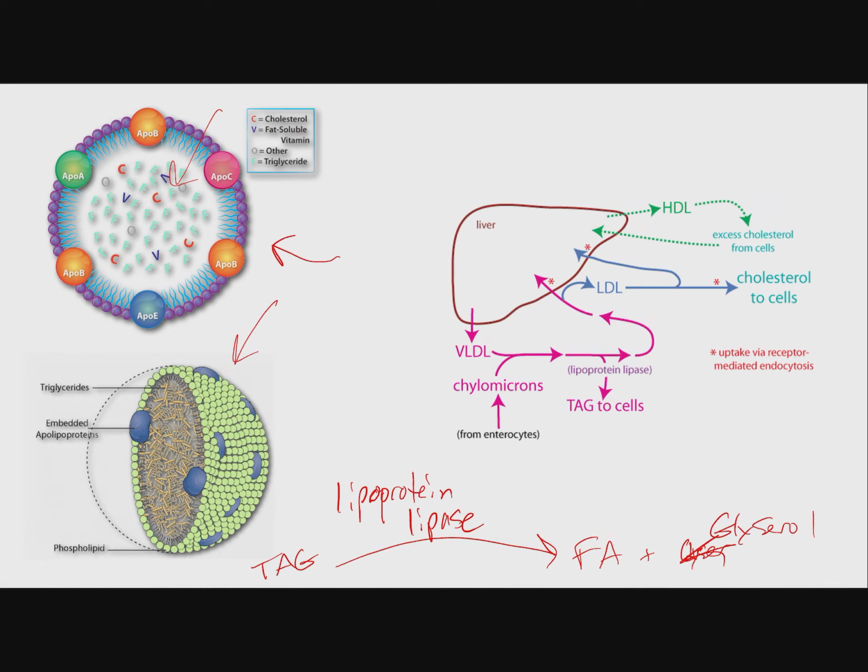Okay, so it digests the triacylglycerides into these monoglycerides, and then those can diffuse into the cell much easier. So that's the chylomicrons.